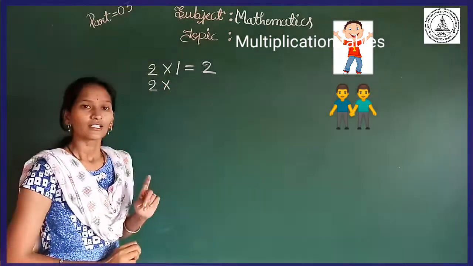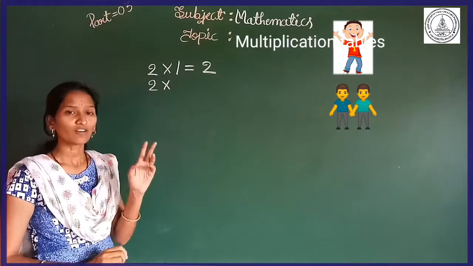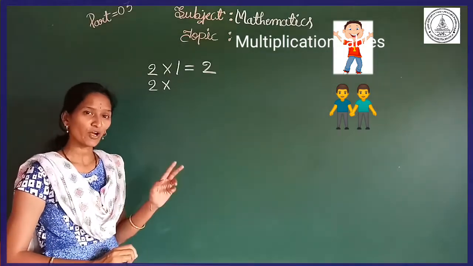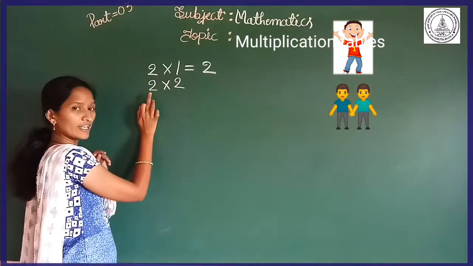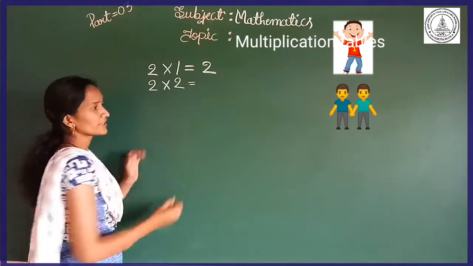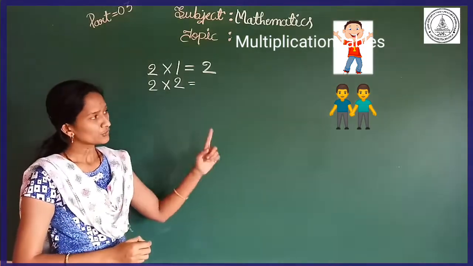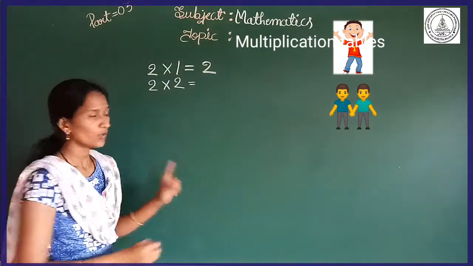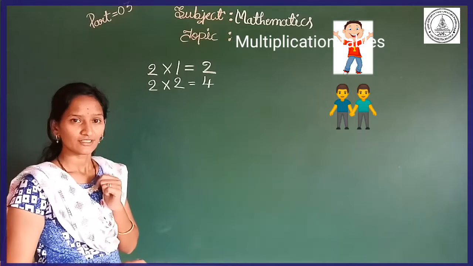See, each boy has 2 legs, right? The number of boys here is 2 and each boy has 2 legs. See here, this is the number of legs and this is the number of boys. Now you count the number of legs in 2 boys. So 1, 2, 3, 4. So the 2 boys have 4 legs, right?